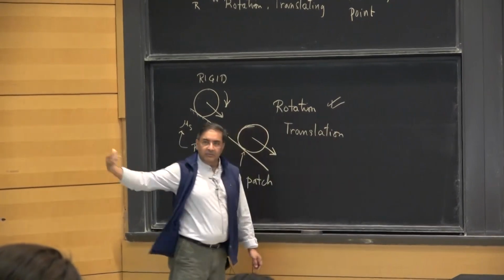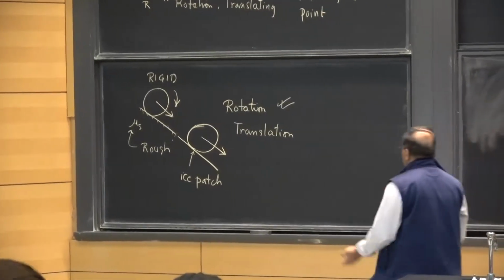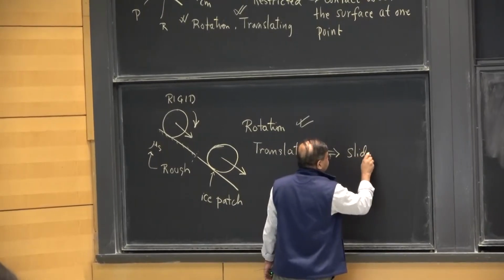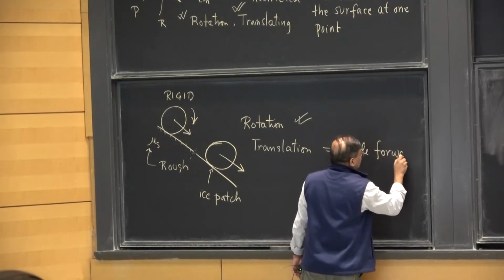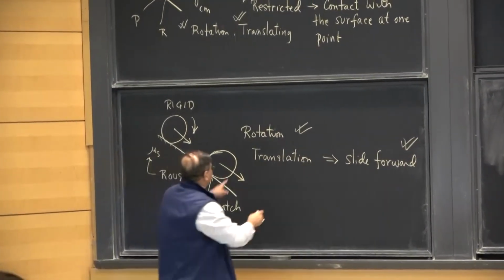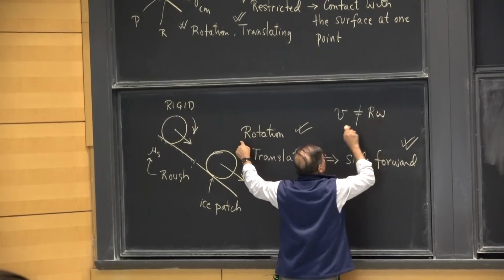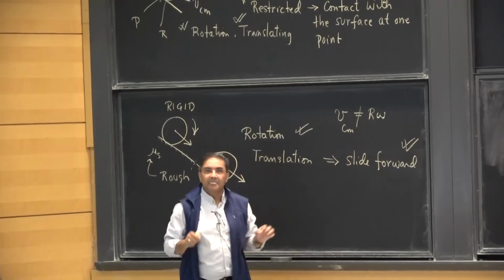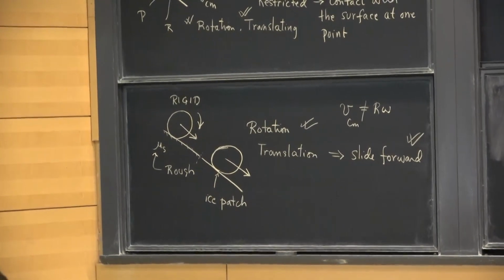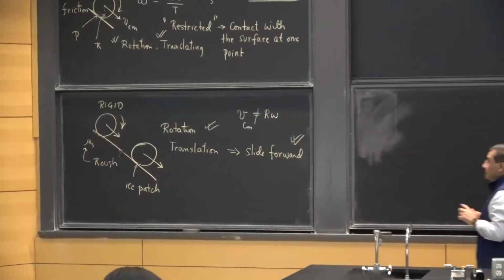Because there was inertia. It was moving on a rough surface, it hit an ice patch. So what? It's going to continue to slide forward. So translation, sliding forward, is okay too. However, because you have hit the ice patch, these two have now become independent processes, so v is no longer equal to R omega. This is the main message I want you to understand: when you hit a patch where there is no friction, the primary point is that v equals R omega is no longer valid.